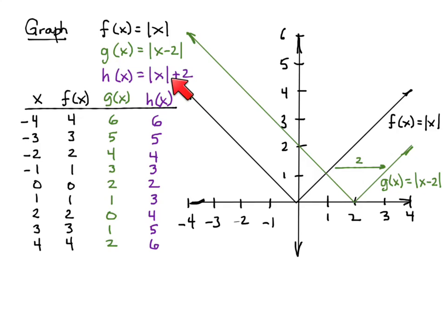Now with h, we get something a little different. We're taking the absolute values, so the function behaves like you would expect, but then we're going to add 2 to the value. So you would expect that this basically just makes it so any given value of x goes up by 2. Okay?